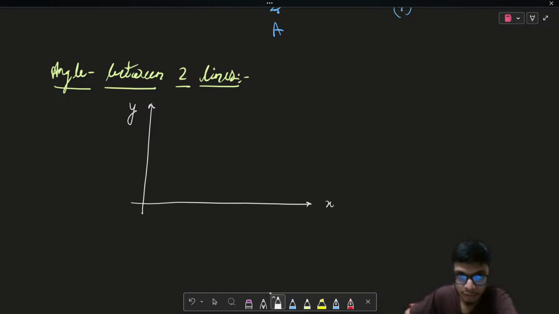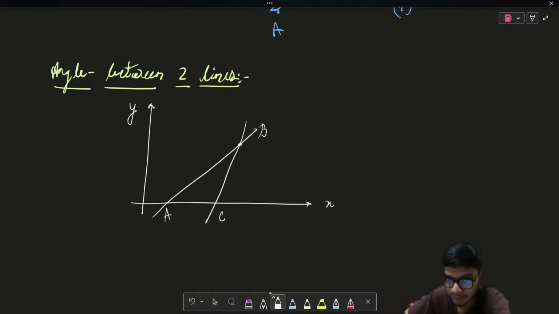So let us draw the x and y axis, and let us take two lines. Okay, let us take two lines like this. Let us say this is my line A, this is my line AB. Let us say this particular point of intersection is B, and this particular point is C, right?